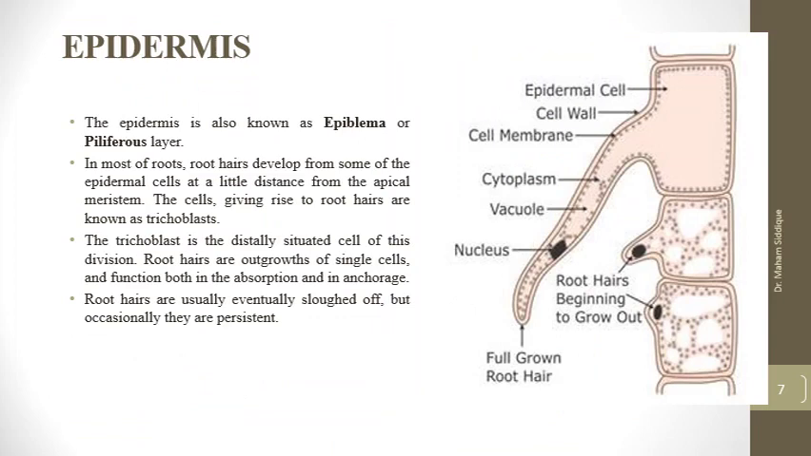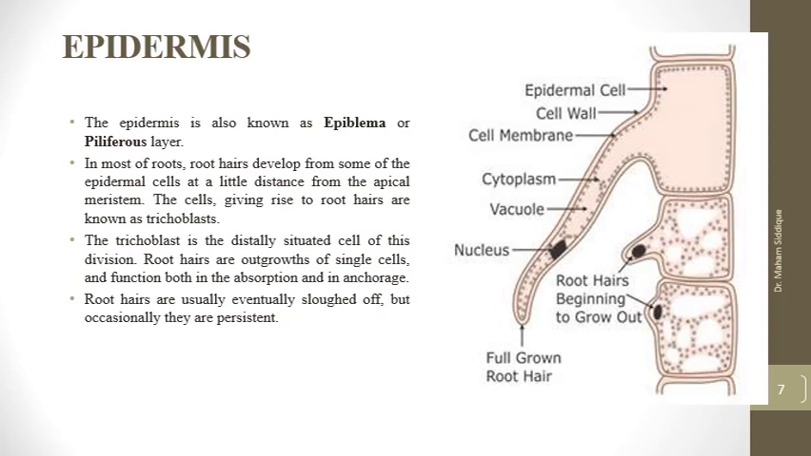Next is the epidermis. Epidermis is also known as epiblema or piliferous layer. In most roots, hairs develop from some of the epidermal cells at a little distance from the apical meristem. The cells that give rise to root hairs are known as trichoblasts. Trichoblasts are usually distally situated cells.